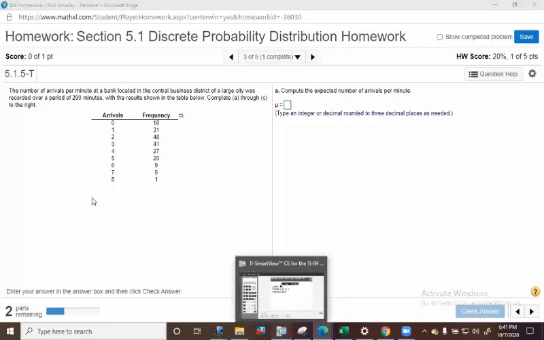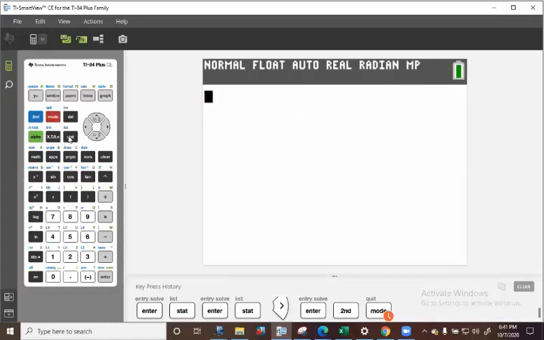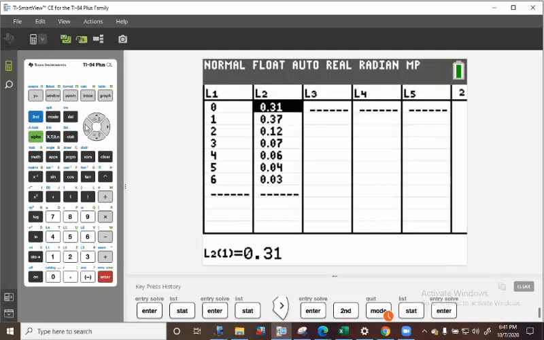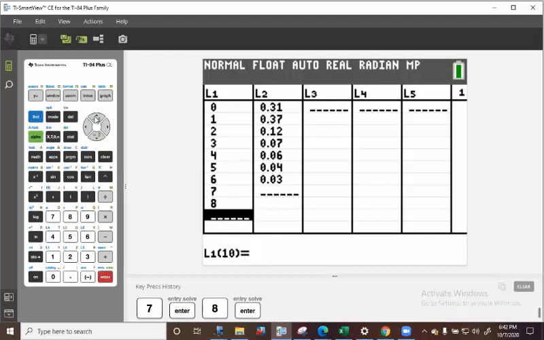So, okay, once again, I'm going to quit out of this. Stat, edit. Now, I'm not going to clear the list this time because I know that I'm going to be typing in more numbers than were already there. Anytime I'm typing in more numbers than are there, I know I can just override them. When it's less, then you have to clear that list. Does that make sense? Because if it's less, then you're messed up.